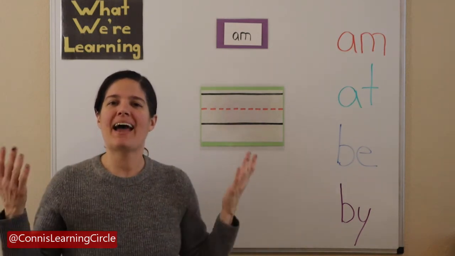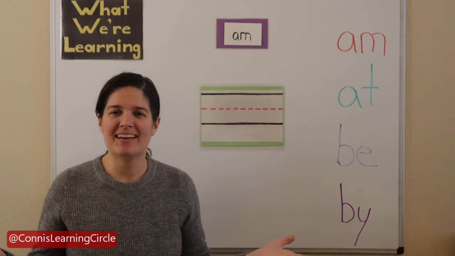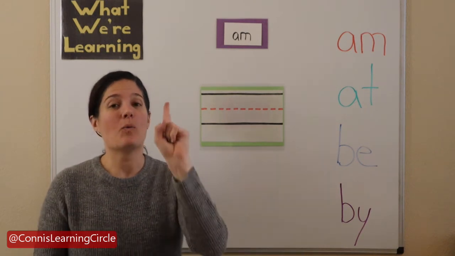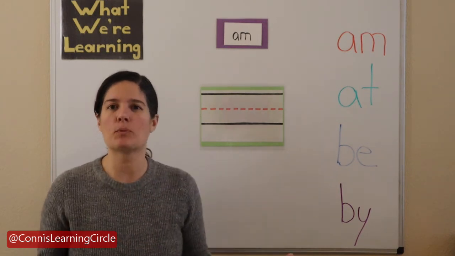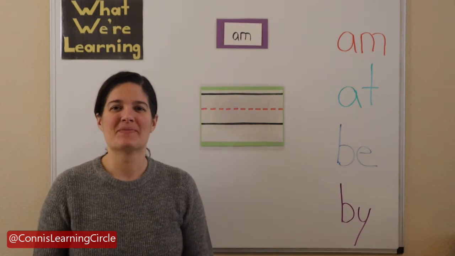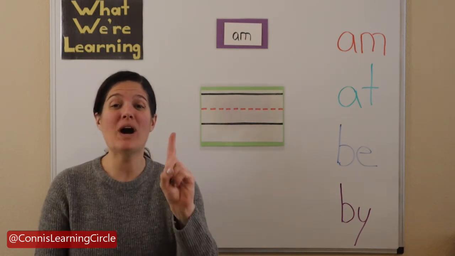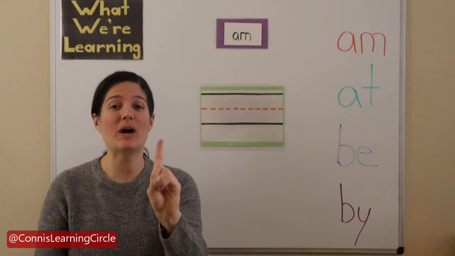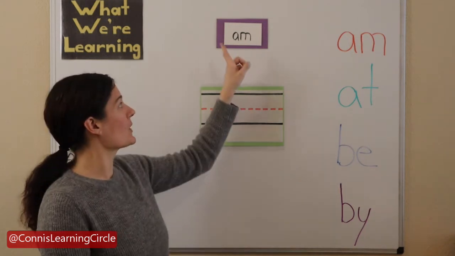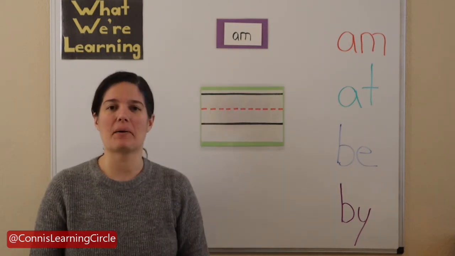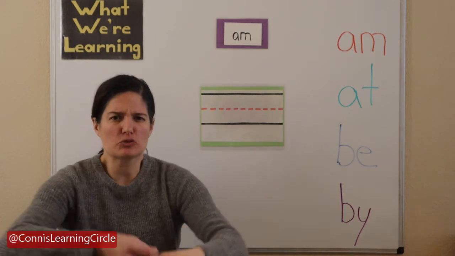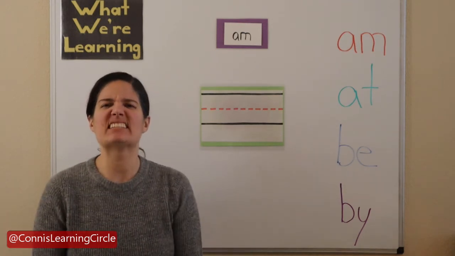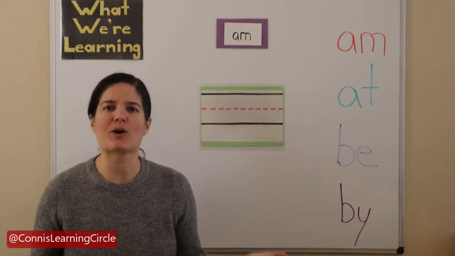Am. How many times did I clap? Very good. One time. And that means what? That's right. There is one sound building block. There is one syllable in our word am. Awesome job. Now let's get ready to stretch that syllable out to see what letters are making our word am.